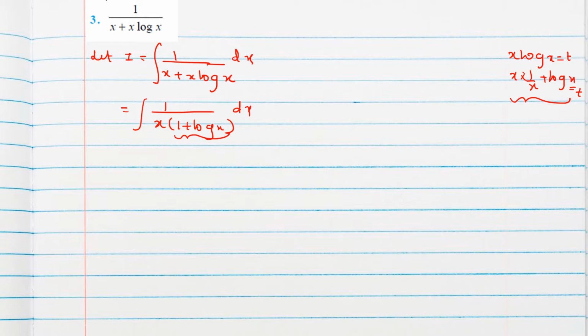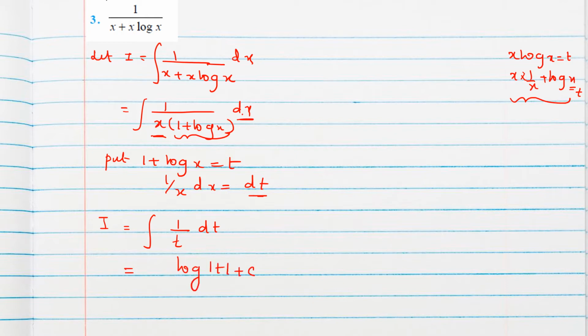Now 1 plus log x we can put as t. Now differentiate. The derivative of 1 will be 0, the derivative of log x will be 1 by x, dx equals dt. Okay, so dx by x we got as dt. This bracket is t only. So our integral will now be 1 by t dt. But we know integration of 1 by t is what? Log of mod t plus c. So the answer will be log of 1 plus log x plus c.